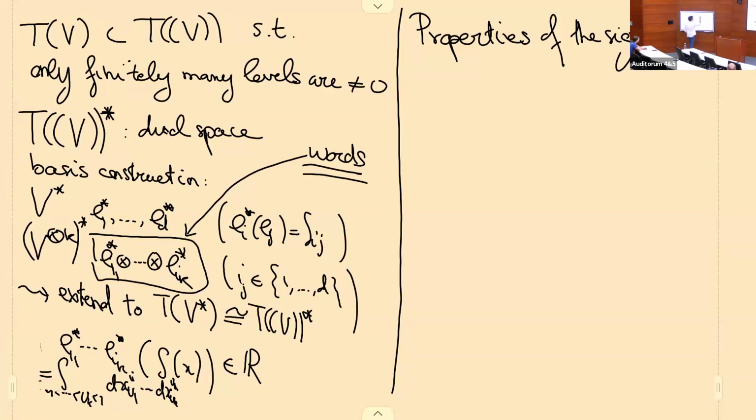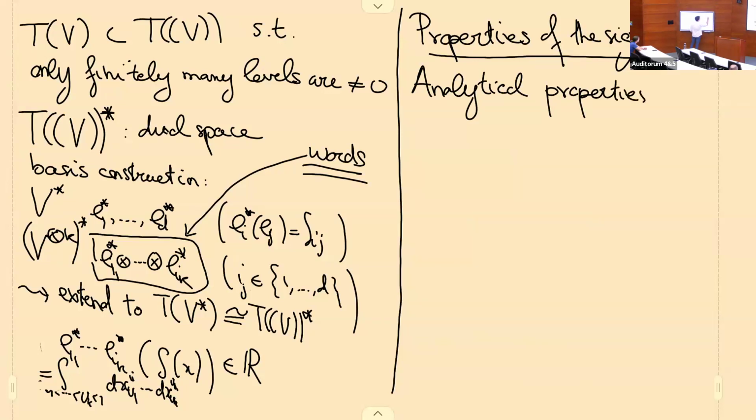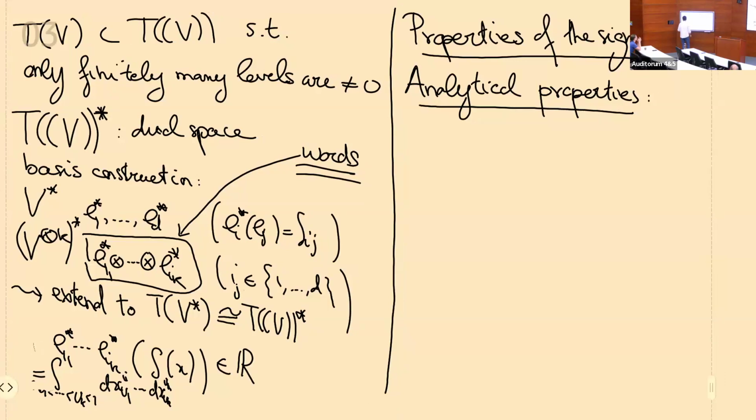There are two classes of properties. Some of them are more analytical properties, so I will start with those. And then I will talk about more algebraic properties. For analytical properties, there are three main ones: the sampling invariance, factorial decay, and uniqueness. Let me explain why these are relevant in the setting of machine learning.